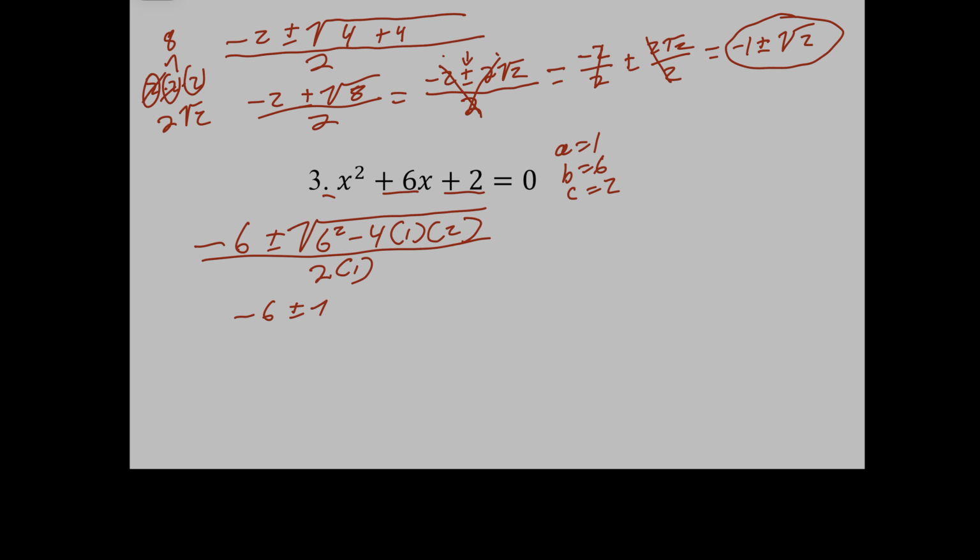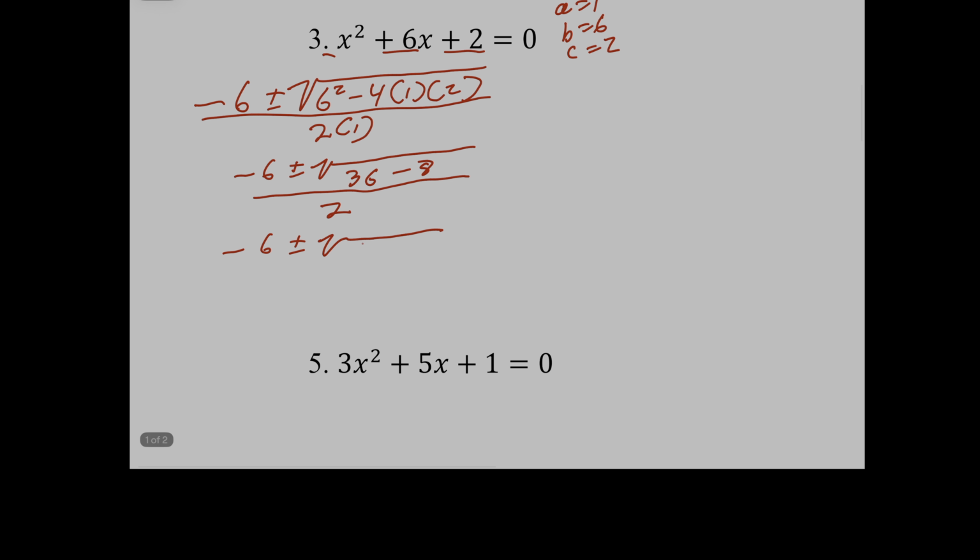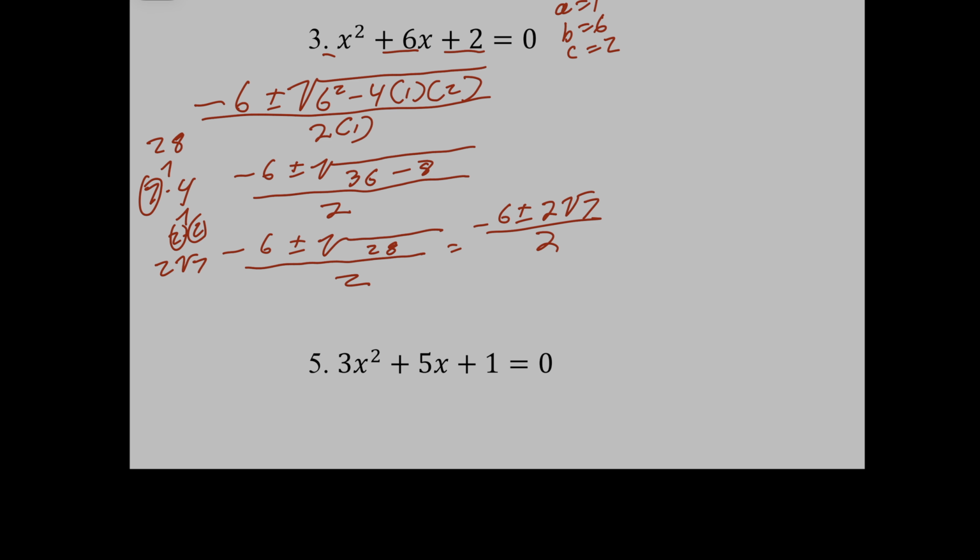Negative 6 plus or minus the square root of 36, negative 4 times 1 is negative 4, times 2 is negative 8, all over 2, which becomes negative 6 plus or minus the square root of, and what does that become? That becomes a 28, does it not? All over 2. Now off on the side, let's break down 28. That's going to be 7 times 4, right? And that's going to become 2 times 2, so it's really 2 root 7. So we're going to go negative 6 plus or minus 2 root 7 over 2.